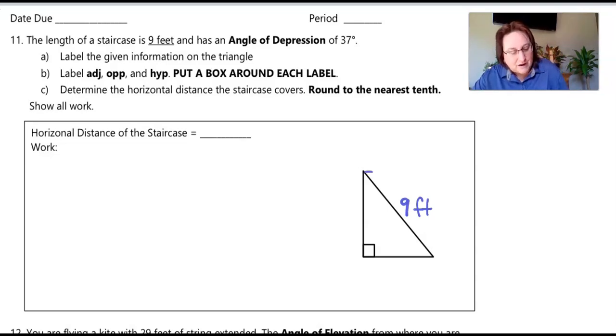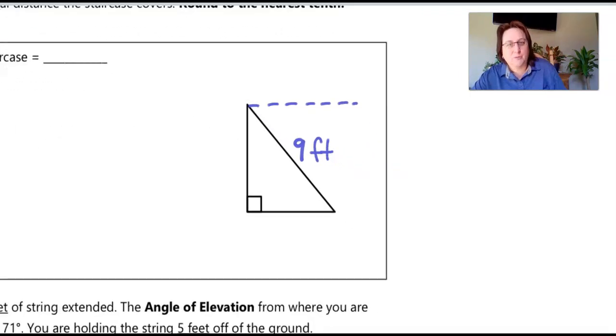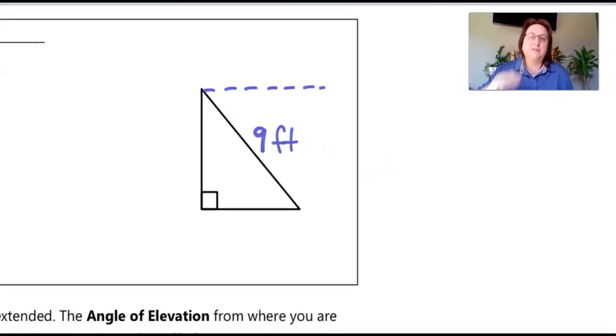That means that if I start up here at the top of the staircase, and I'm going to actually zoom in right here, depression means it goes down. That means that this angle right here is 37 degrees. Notice that is outside of our triangle.